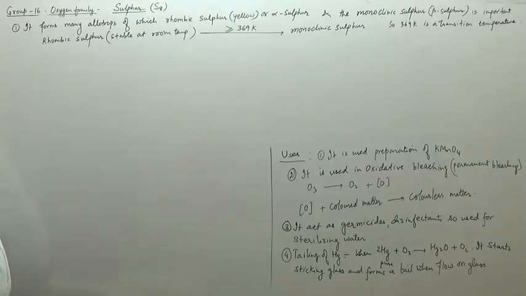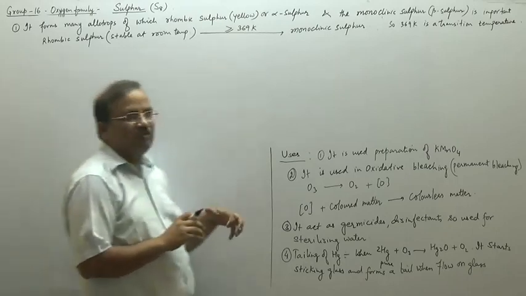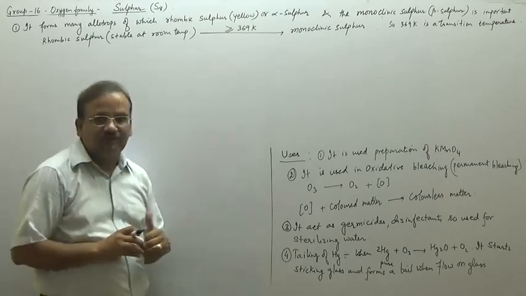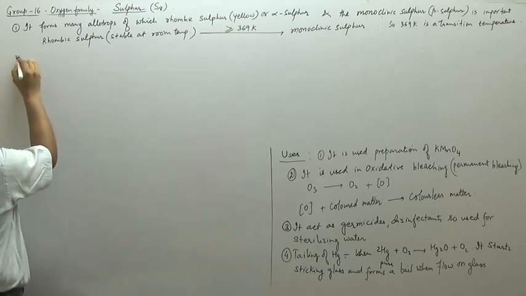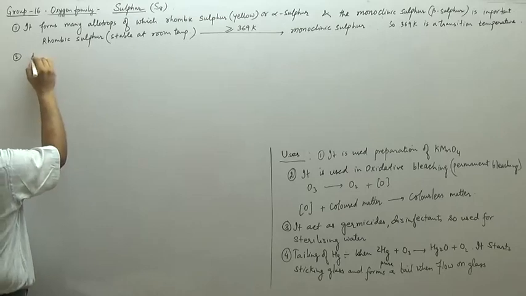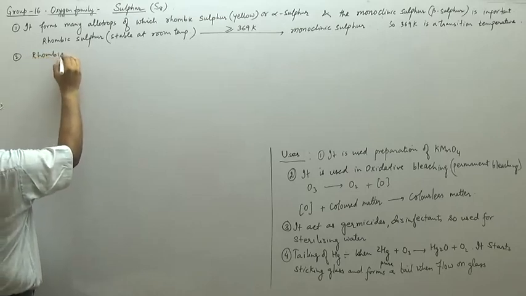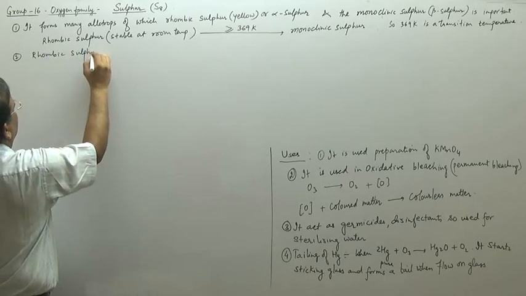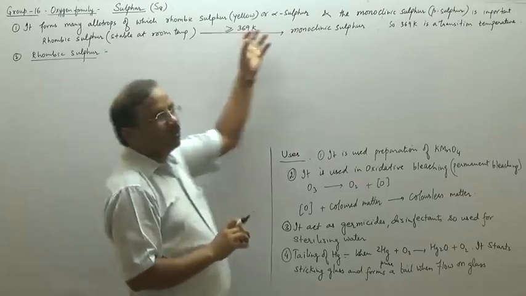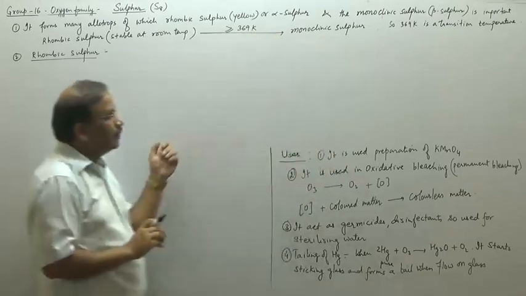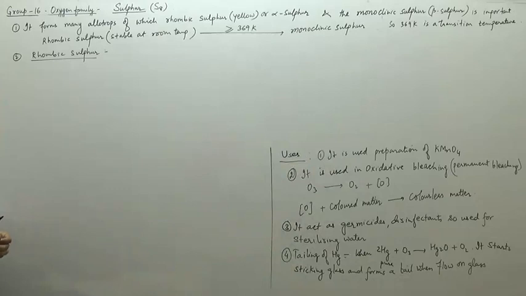Now let us discuss the rhombic sulfur and the monoclinic sulfur separately. If I talk about the rhombic sulfur, we say that it is alpha sulfur, the yellow color alpha sulfur.